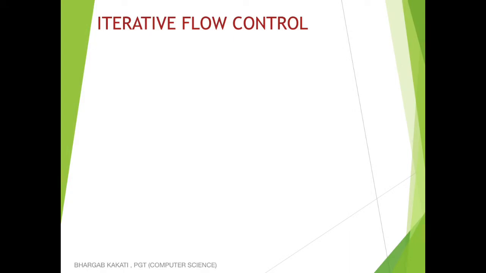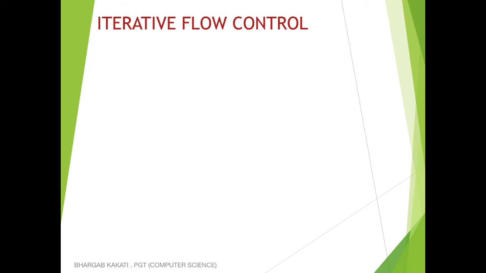Let's go to the last type of flow control mechanism, which is the iterative flow control. Now, what is the meaning of the word iteration? Iteration means repetition. So in the Python programming language, sometimes a situation occurs where the same type of things should be repeated again and again.